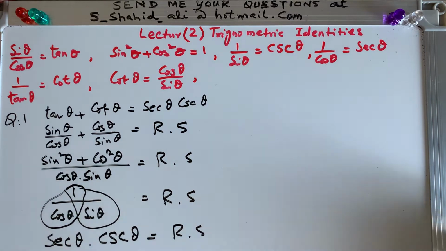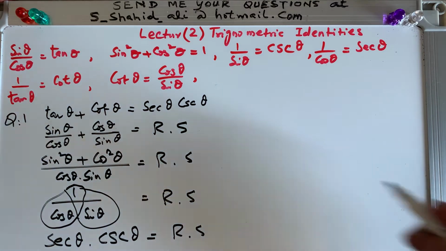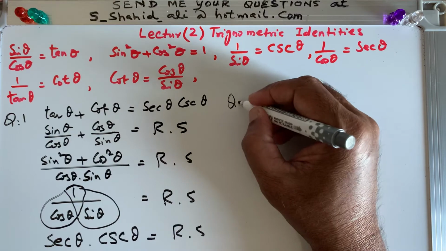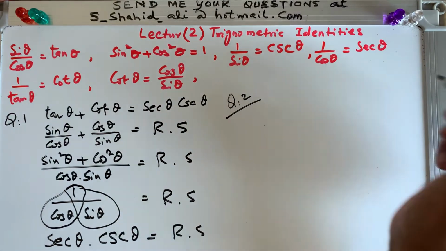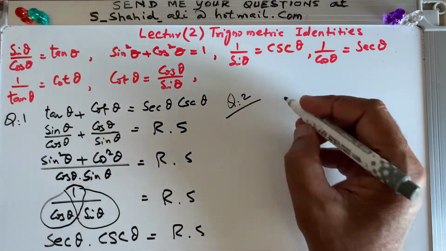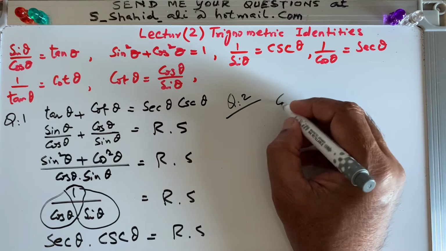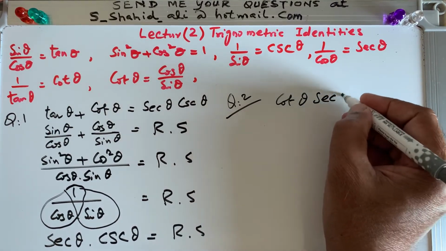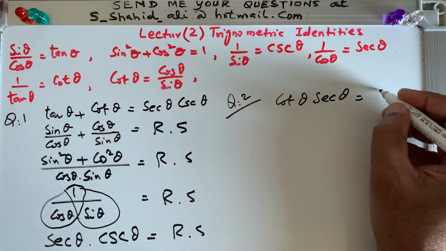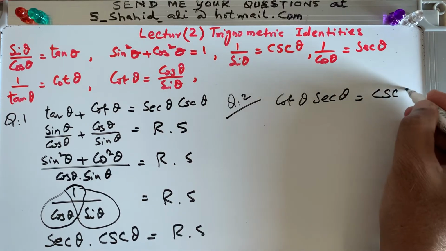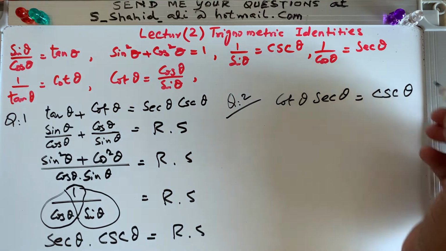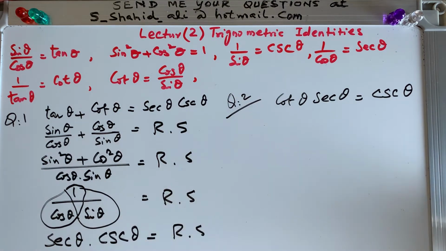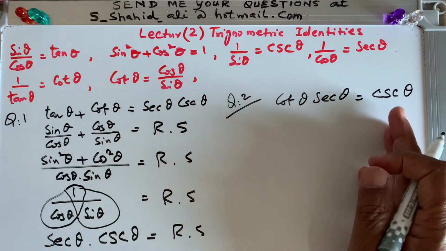So we make use of these trigonometric identities to solve different questions. So example 2, let's say cot theta sec theta is equal to cosec theta, right? So all the identities are on the top in the red, you can see, and then we will make use of those identities to get left hand side equal to right hand side.